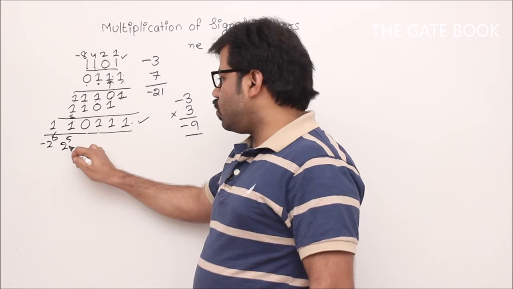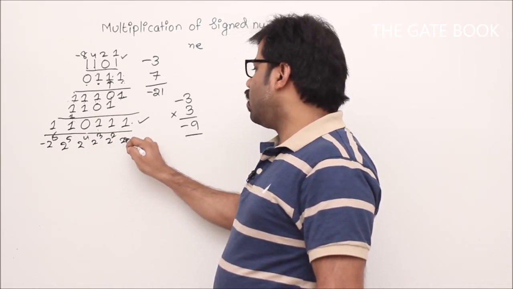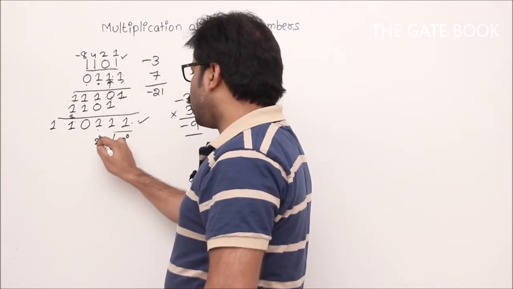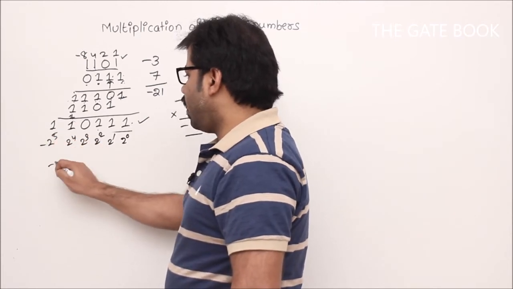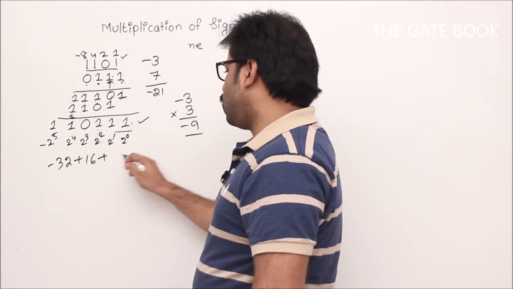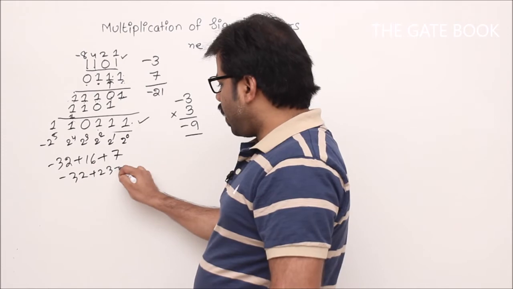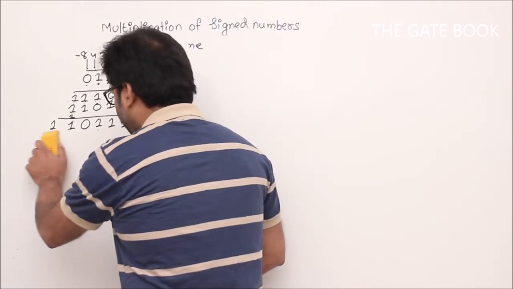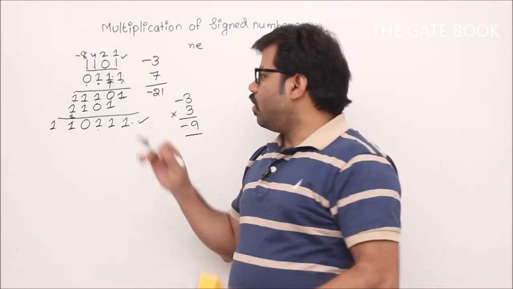Minus 2 power 6 plus 2 power 5. This is 2 power 0, 2 power 1, 2 square, 2 cube, 2 power 4, minus 2 power 5. So minus 32 plus 16 plus 4 plus 2 plus 1, which is 7. So minus 32 plus 23, which is minus 9. Perfect. So finally what I want to tell you is, when you take the multiplicand as a negative number, one extra step we have to do so that you get the correct answer.